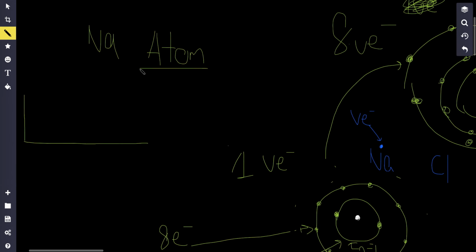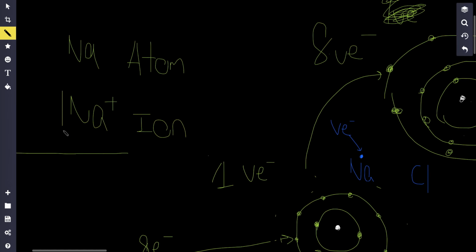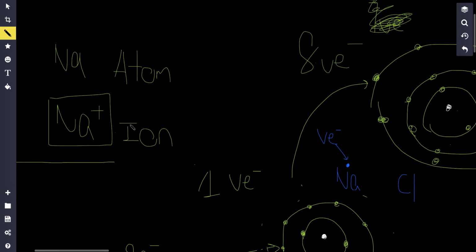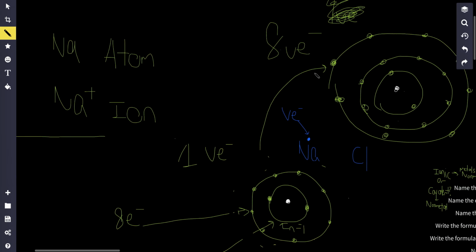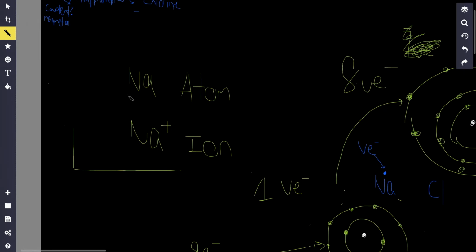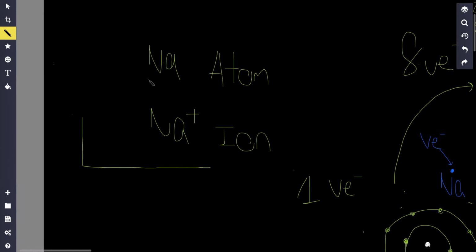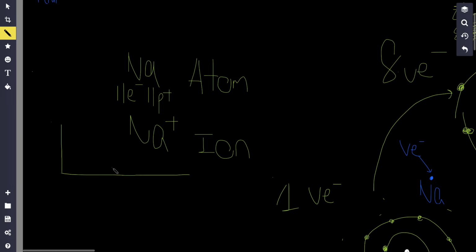A neutral sodium atom, right? This is a neutral sodium atom. This is something known as an ion. All right, so when a sodium atom gives away an electron, well, it just lost a negative charge, right? Remember, originally, sodium started out with 11 electrons and 11 protons. But now that it has given away an electron, now it only has 10 electrons.